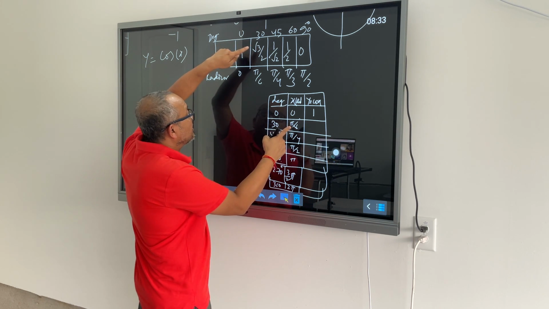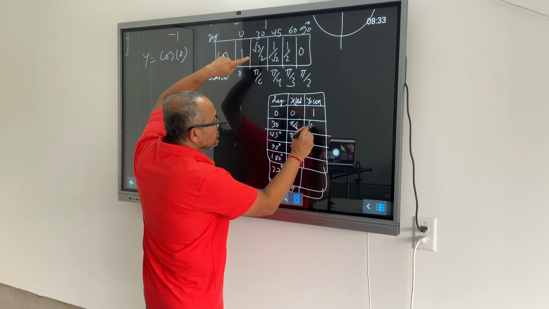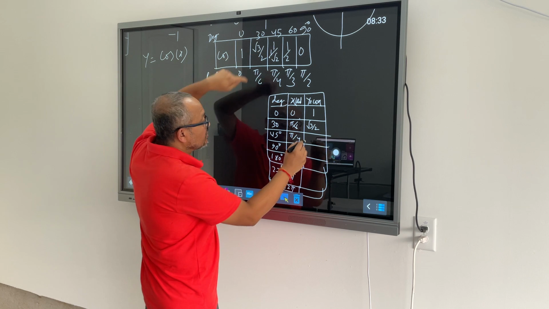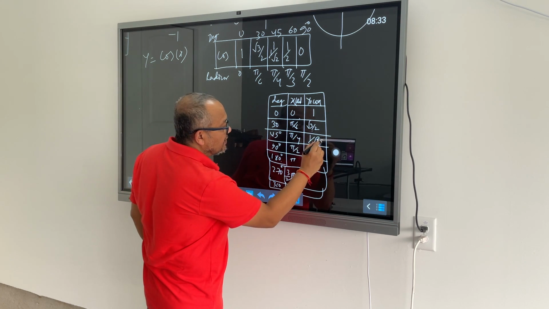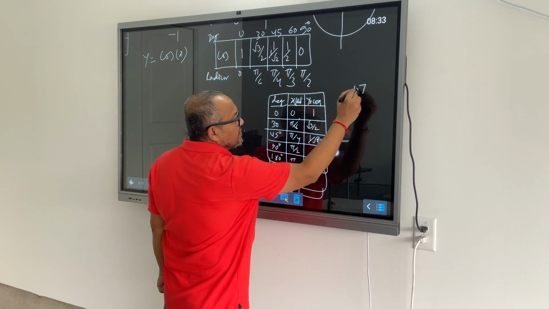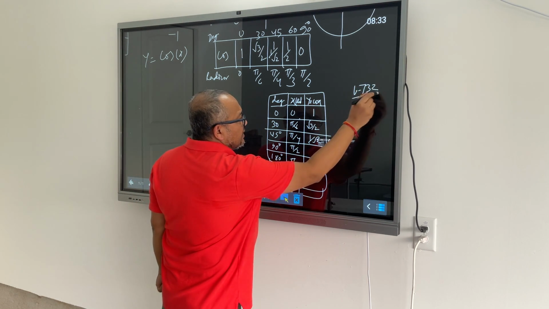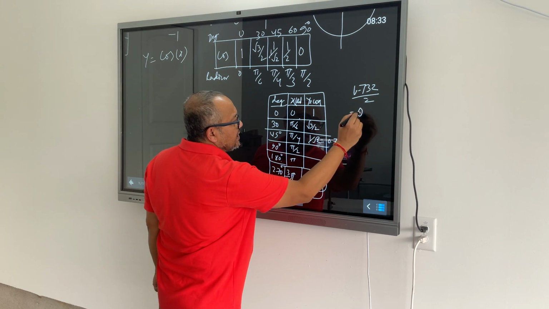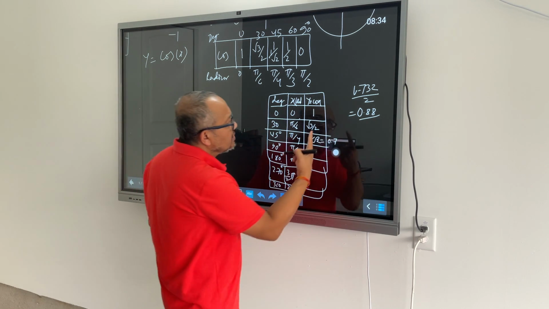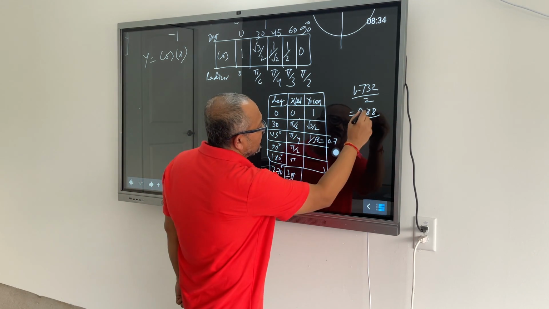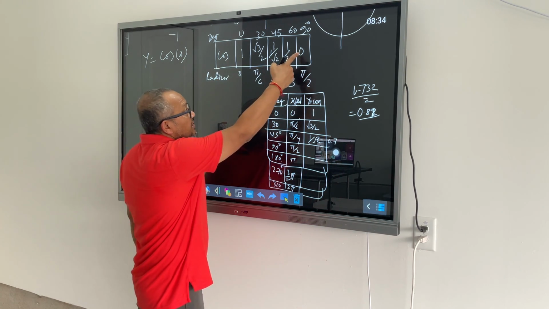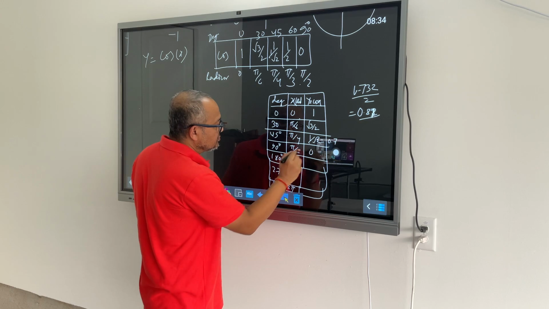30 degree or pi by 6 is root 3 by 2. 45 degree is pi by 4, which is 1 by root 2, or we have figured out it's almost like 0.7. Root 3 is 1.732 if I'm not wrong, divided by 2 will give you 0.87 approximately. Okay. 90 degree, cos 90 degree or pi by 2 radian is 0.